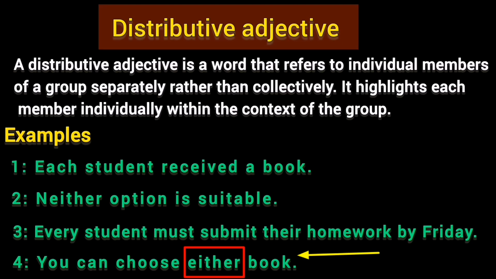Suppose a person is at a bookstore and is undecided between two books. The clerk might say, "You can choose either book," indicating that the person can select one of the two options, but must make a decision between them.